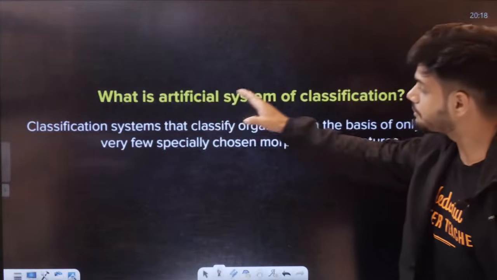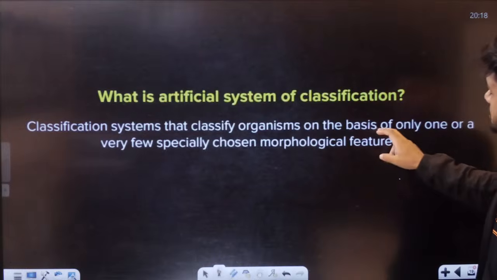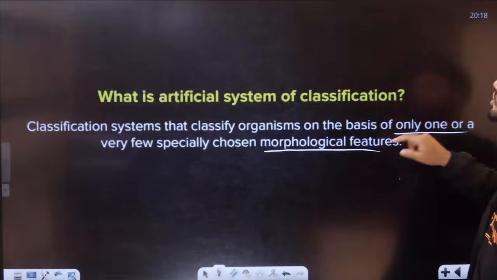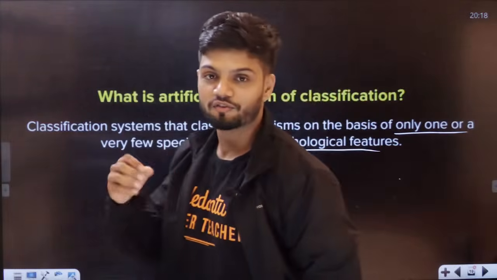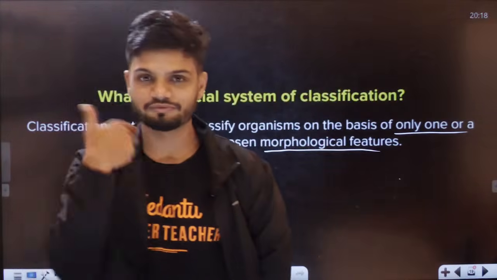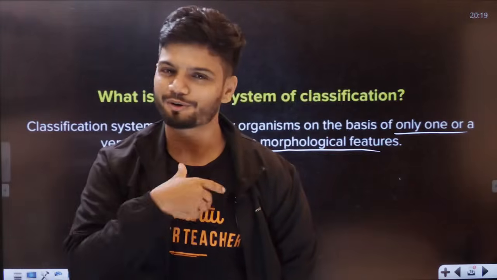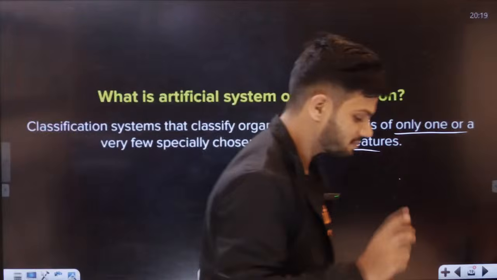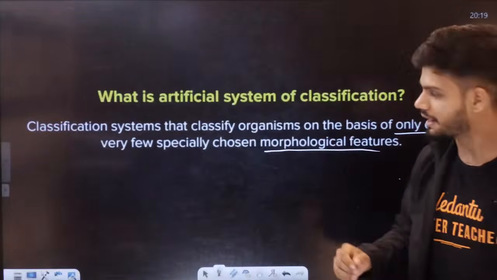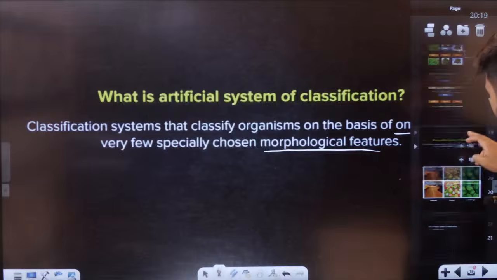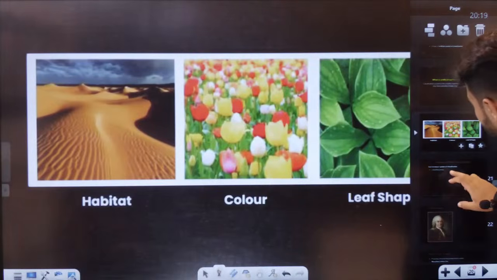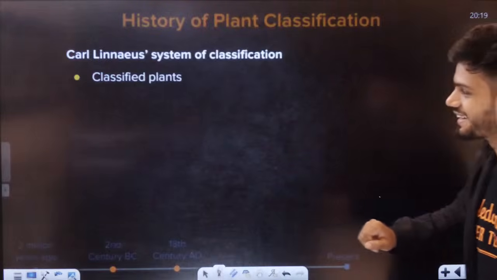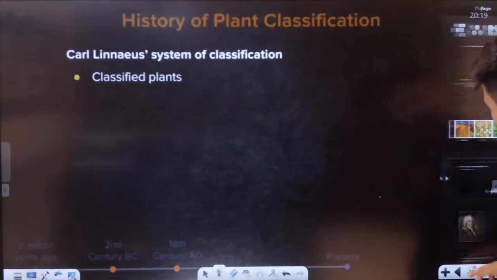In the artificial system of classification, we base it only on one or a few specially chosen morphological features. That is from the outside, face only. You're looking at the face, you're not looking at the heart. That is called artificial love here. Now, this artificial system was given by none other than Carl Linnaeus actually.